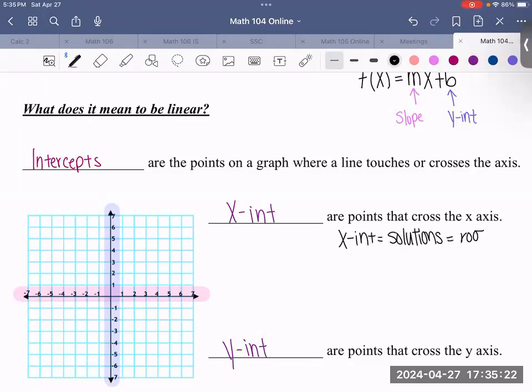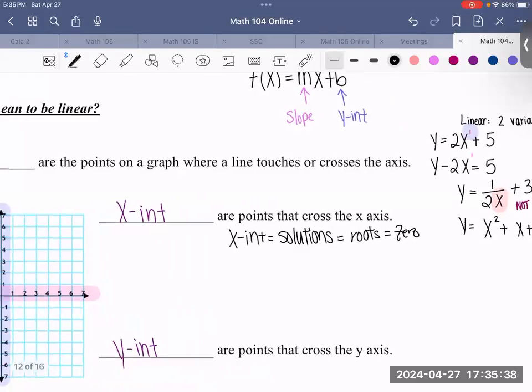roots, or zeros. So if you're using a TI 83 or 84, when you hit your second trace button, it'll say 0. That's what it means when you want to be looking for your x-intercept. This is always when your x is some number, but your y value is always 0.